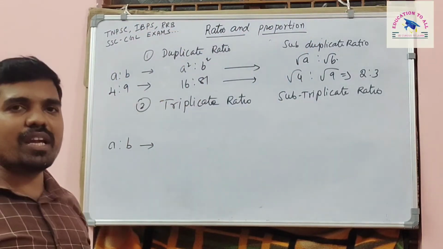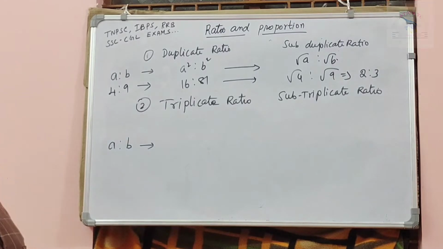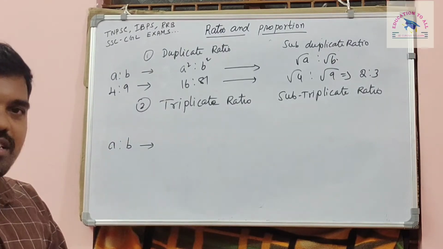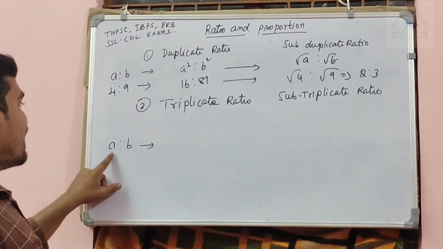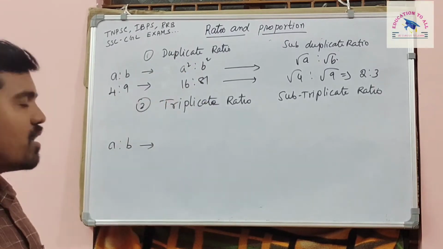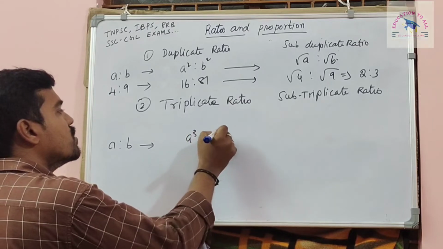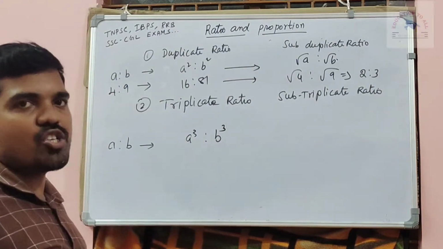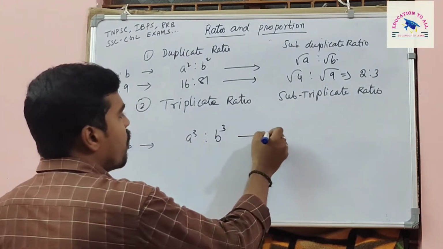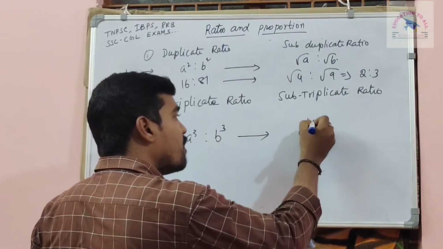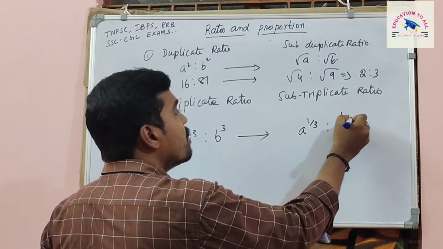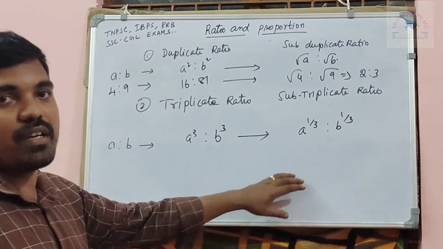Okay. Next, triplicate ratio. What is meant by triplicate ratio? I think you yourself may understand. What is the triplicate? The name itself has the meaning. Here A is to B. What is its triplicate ratio? A cube is to B cube, which is the triplicate ratio of A is to B. Next, what is meant by subtriplicate ratio? Which will be A power 1 by 3 is to B power 1 by 3, which is the subtriplicate ratio.